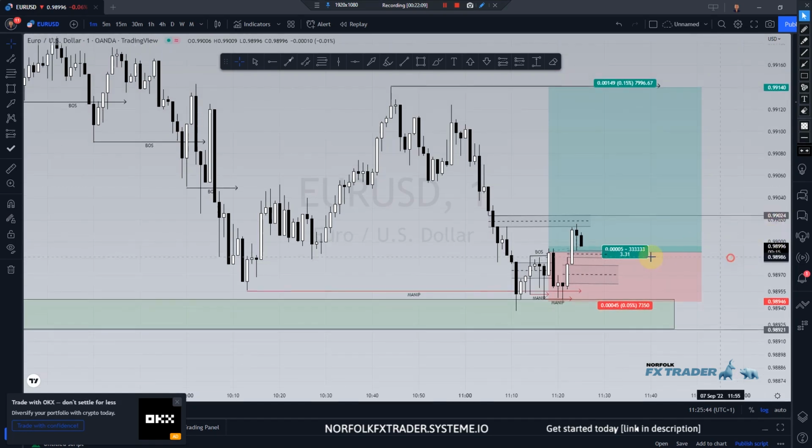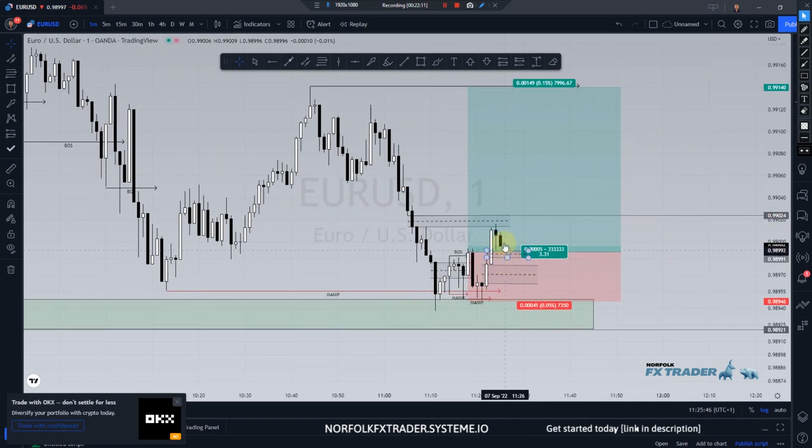So let's see what happens here. Let's see if we pop back in below this low and then we push back up. So again, as I said, we're expecting price to react here just above this high into this imbalance.